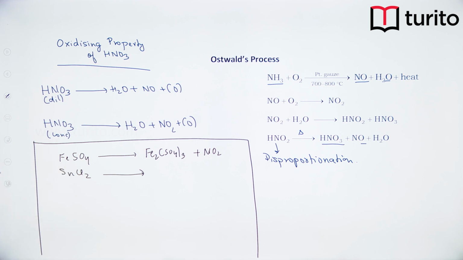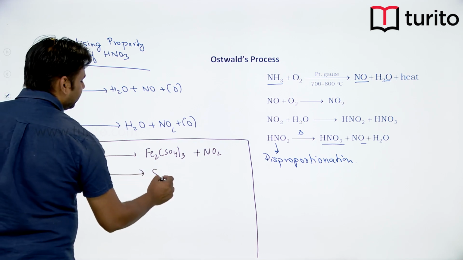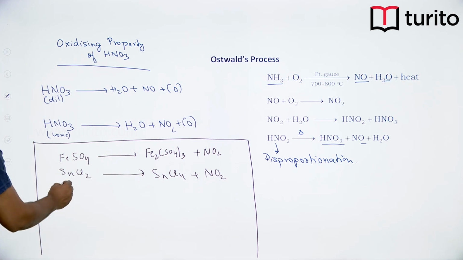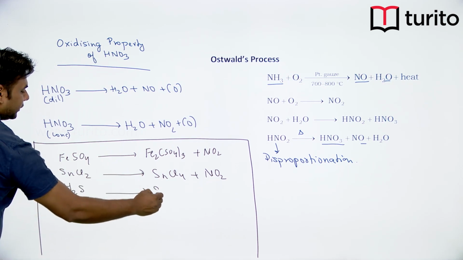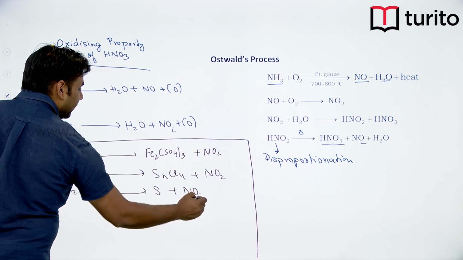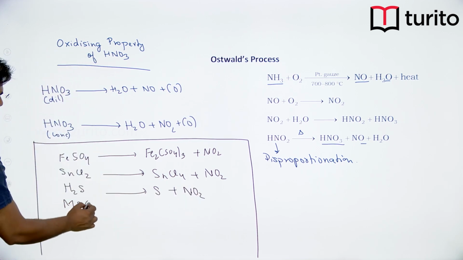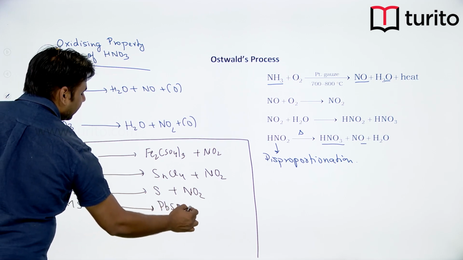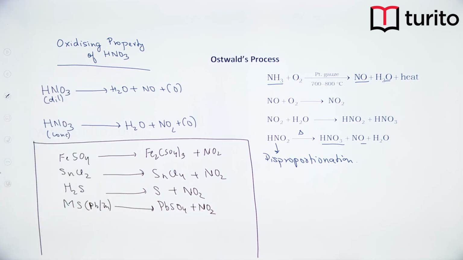So if you react SnCl2 with HNO3, it will get oxidized into Sn4+. But along with HNO3, we have to take HCl because the number of Cl is also increasing in the reaction. HNO3 will get reduced into NO2. If you take hydrogen sulfide, it is generally oxidized by conc HNO3 into sulfur and NO2. If you take any metal sulfide, the metal could be Pb, zinc, they get oxidized into metal sulfate, plus you will get NO2. In all these cases we are using conc H2SO4.